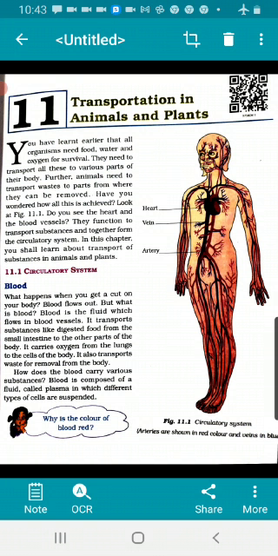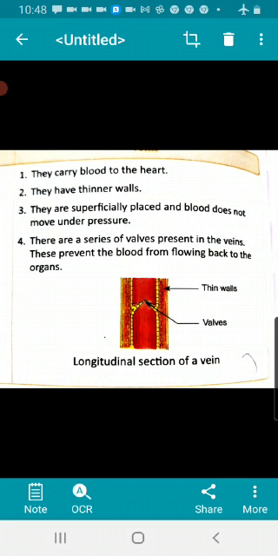You see the walls, they are thick. Now the next one is veins. The veins carry blood to the heart. Means from all other parts they bring the impure blood to the heart. They have thinner walls. They are superficially placed and blood does not move under pressure. There are a series of valves present in veins. These prevent the blood from flowing back to the organs.